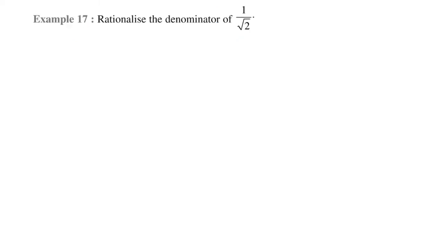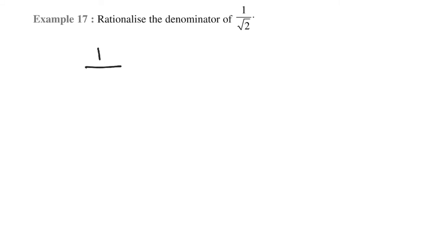Let's try this out. Rationalize the denominator 1 over square root 2. What do you observe over here? Look at the denominator. Is it a rational number or an irrational number? It's an irrational number. So the question is telling us to make the denominator a rational number. That's what it means. Rationalize the denominator. So let's go ahead and see how we go about doing that.